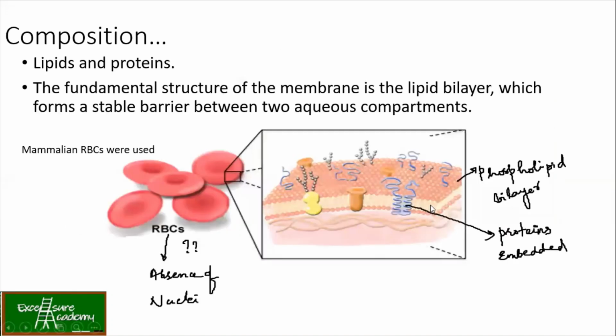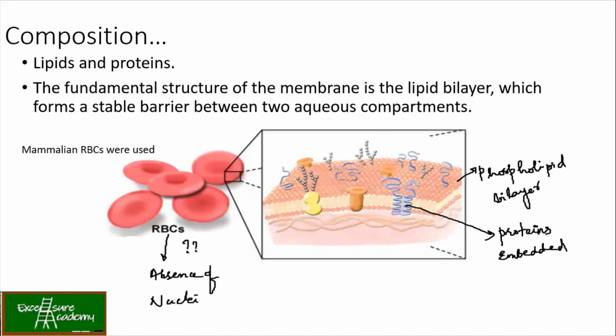Okay. Now coming to the composition. As already mentioned, the membrane is made up of phospholipids and proteins, and the fundamental structure of the membrane is the lipid bilayer. Now if someone asks you how we came to know about the plasma membrane, the simple answer is RBC. Now guys, I'm asking you, why have the scientists taken RBCs to study the plasma membrane? What was special about RBCs that they were happily using RBCs rather than any other eukaryotic cell? Yes, can anyone tell me the answer?